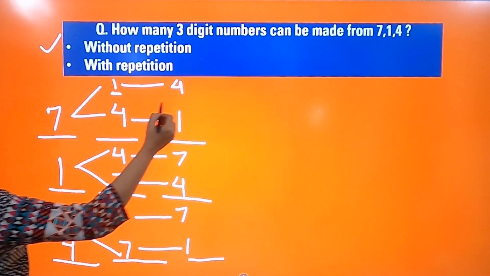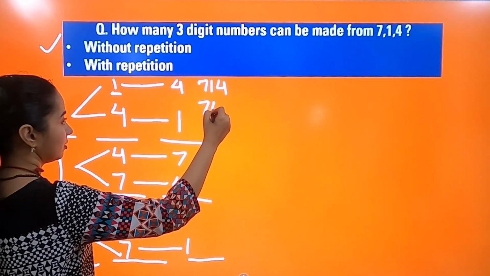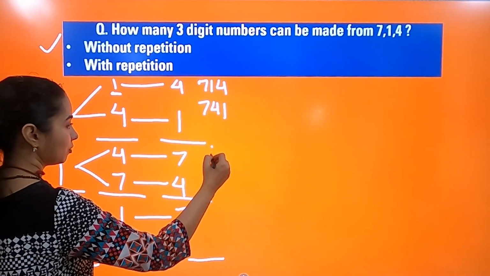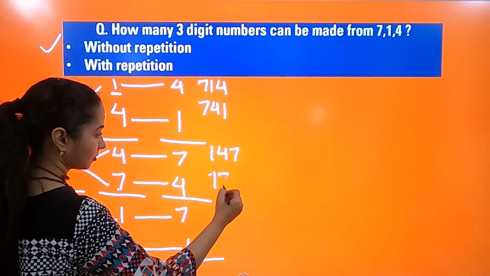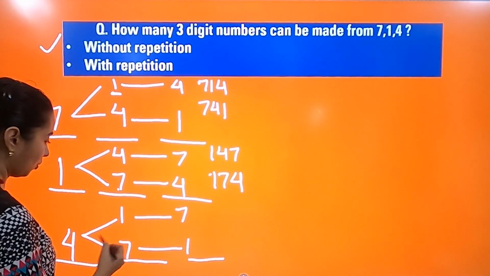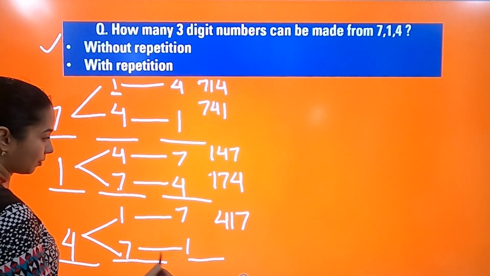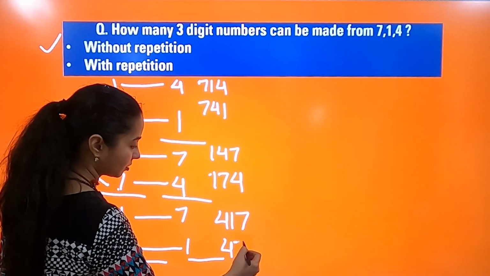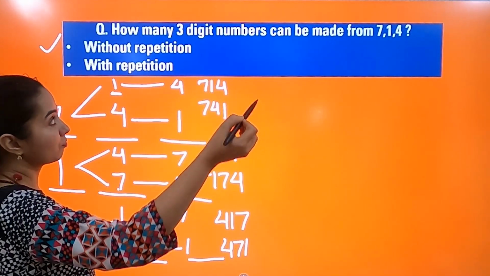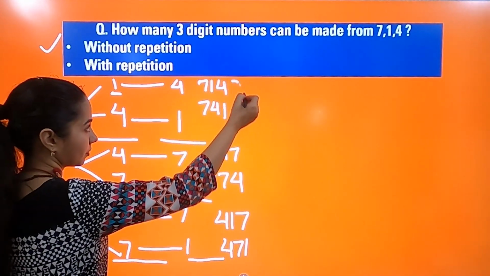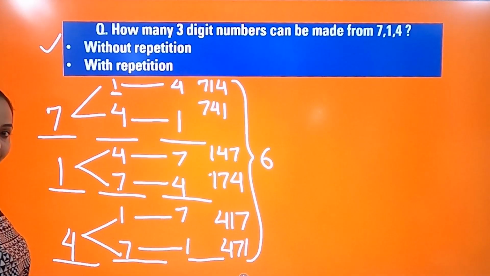So the numbers become 714, 741, 147, 174, 417, 471. So these are the different numbers that can be formed by using 7, 1 and 4 without repetition. How many numbers are these? These are 6 numbers.